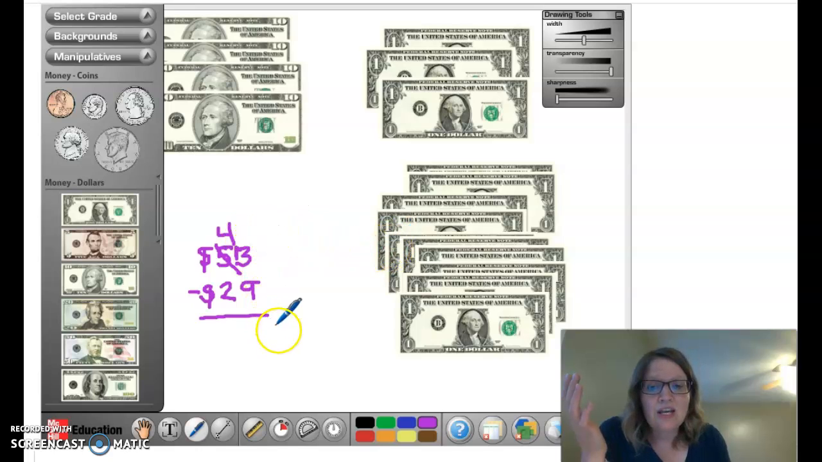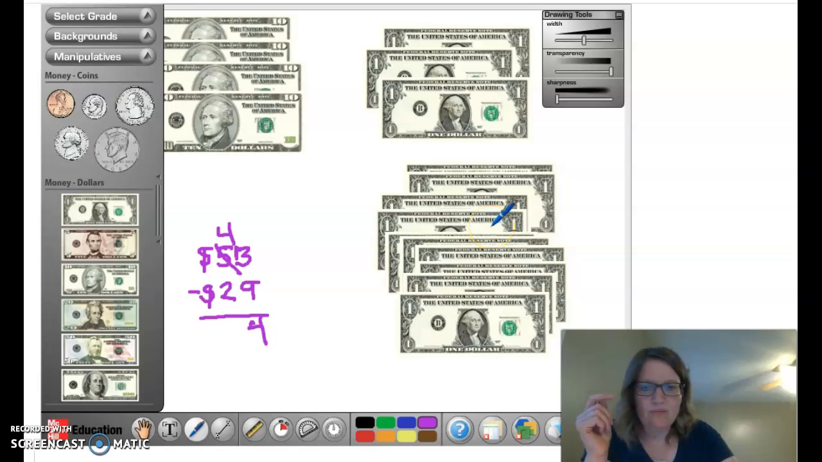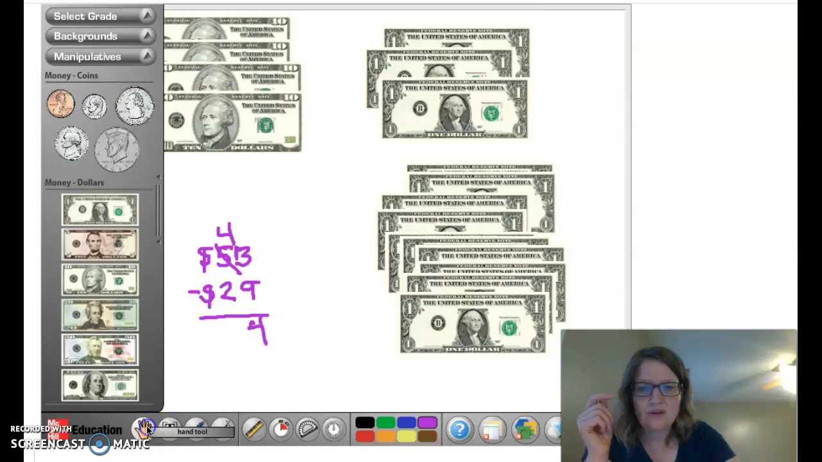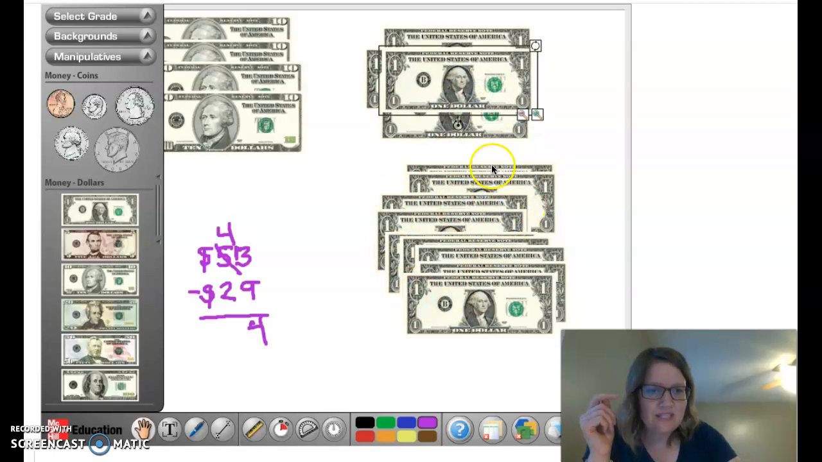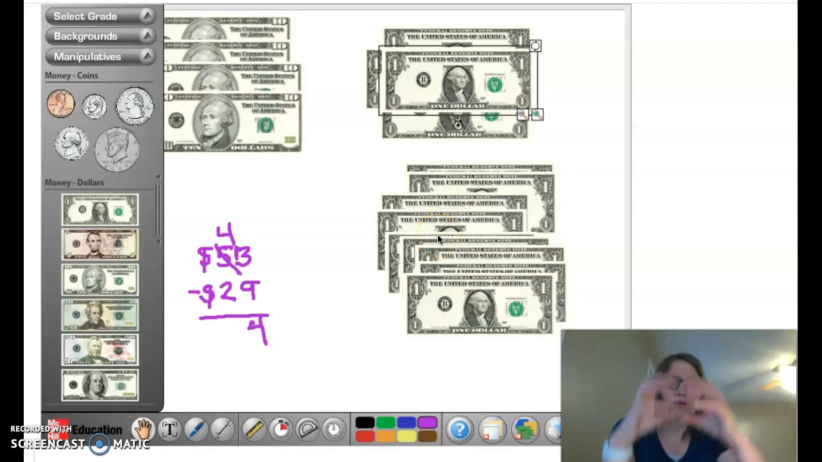So 13 minus 9, guys, I just gave you the answer, is 4. So here are our ones. We need 9, so I'm going to move them over here. Now we have this stack of 9, because remember, we're giving $29 away.